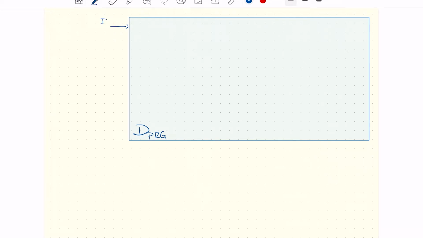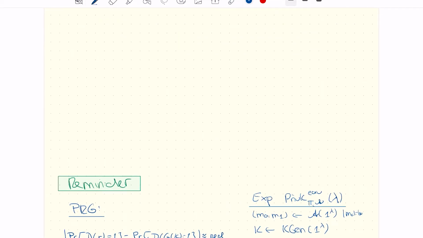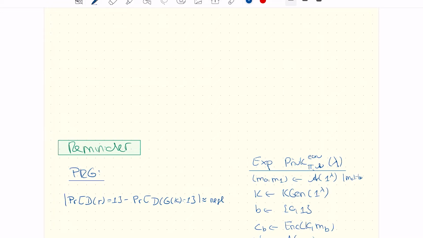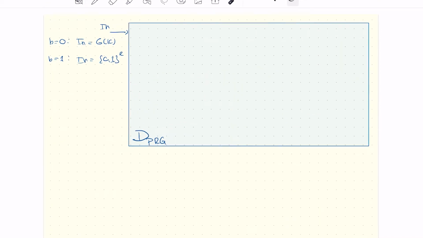So we are getting some input, and let's simply call this input n. And for example, if b equals 0, this is how you may want to think about it. n is computed as G of k, and for b equals 1, it essentially means that n is computed as a uniformly random string of the corresponding length. So this is the only input that we are given. And another thing that we actually have is, because we assumed that the encryption scheme is insecure, we can actually execute this guy here. So let's do it.